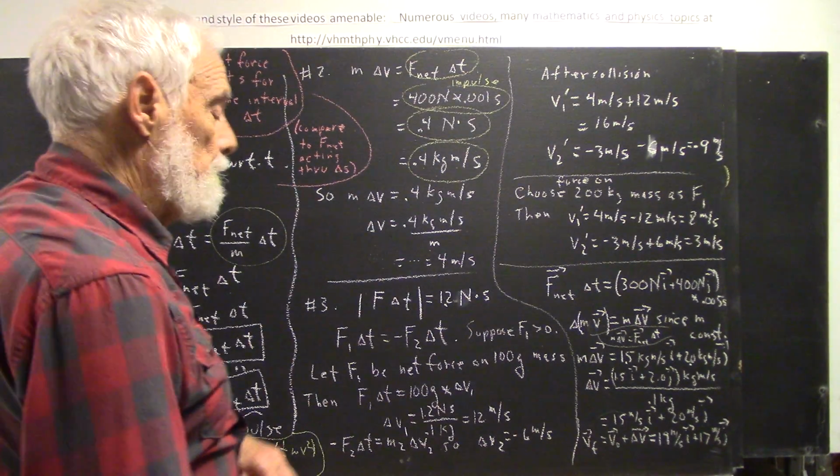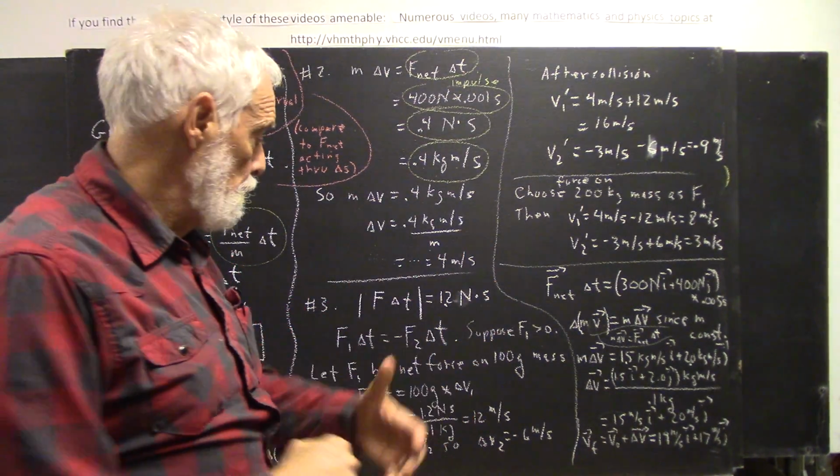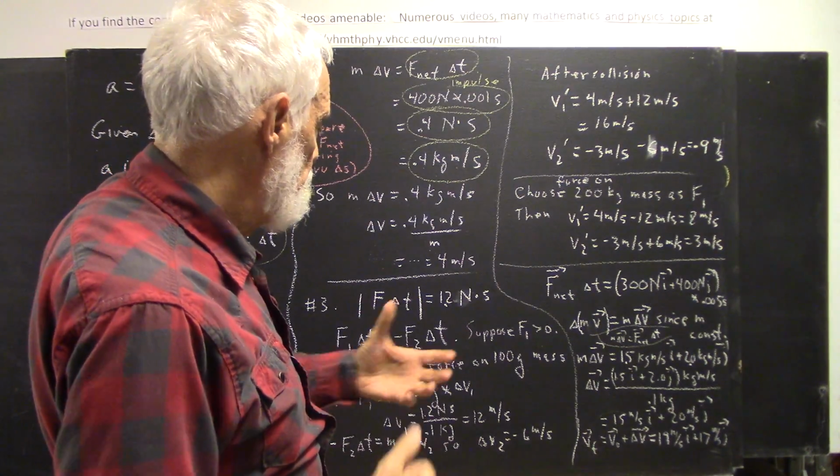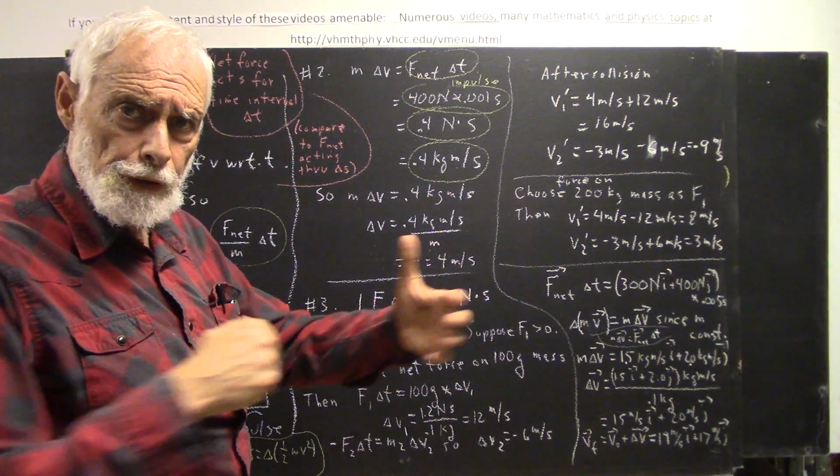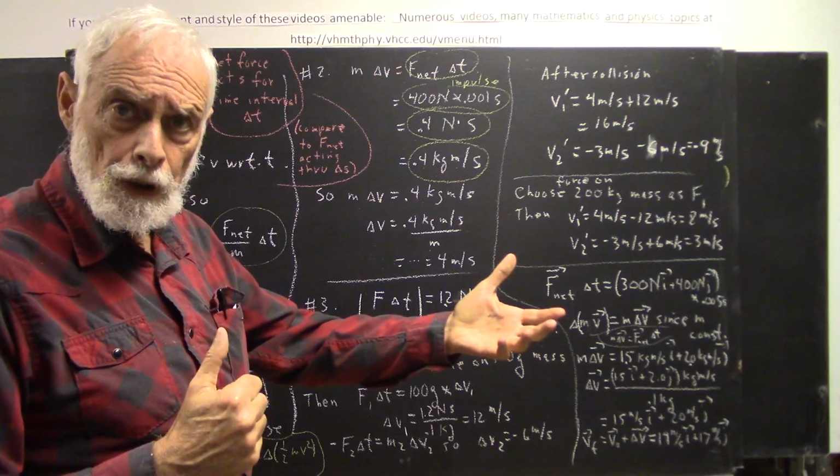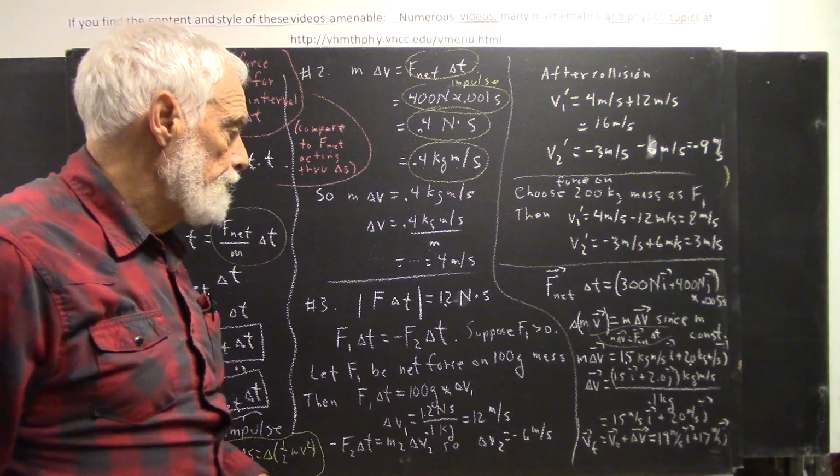Okay, in the next example, we consider a collision of two objects. Two objects that interact with one another. When two things collide, they exert equal and opposite forces on one another.